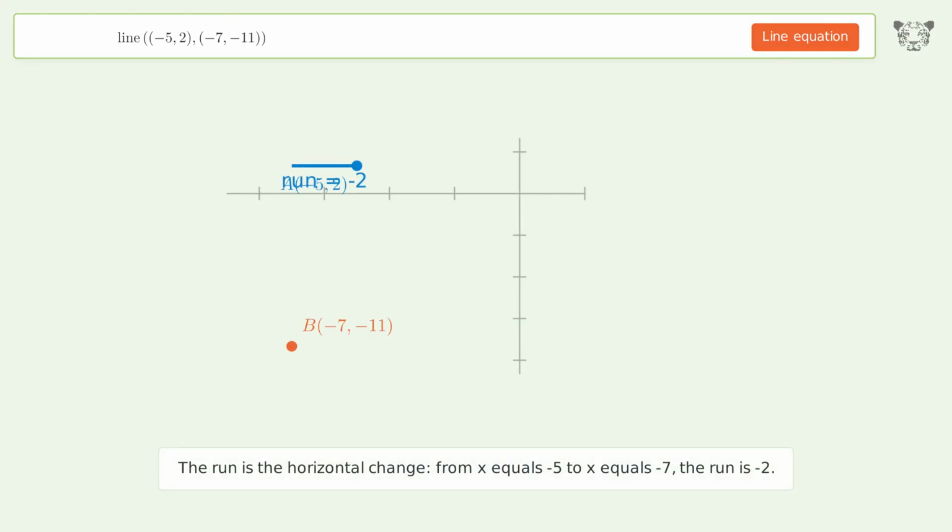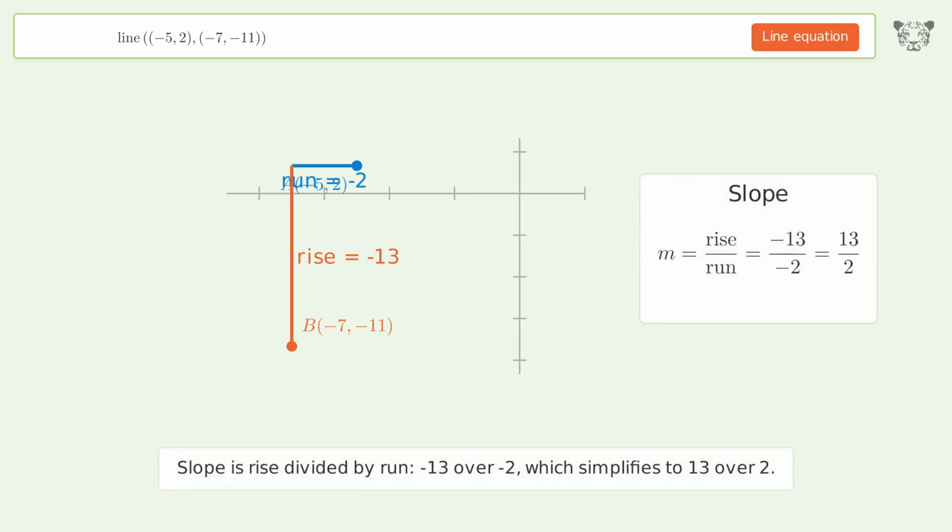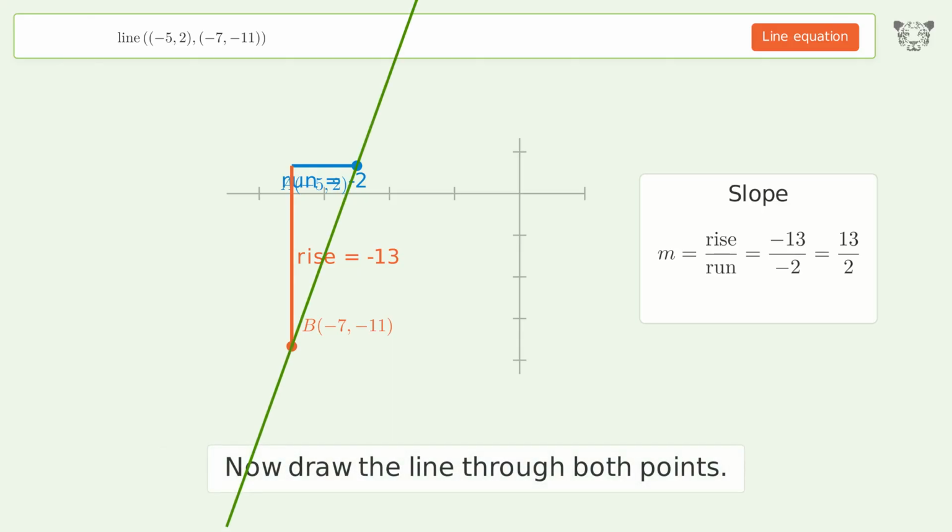The run is the horizontal change, from x equals -5 to x equals -7, the run is -2. The rise is the vertical change, from y equals 2 to y equals -11, the rise is -13. Slope is rise divided by run, -13 over -2, which simplifies to 13 over 2. Now draw the line through both points.